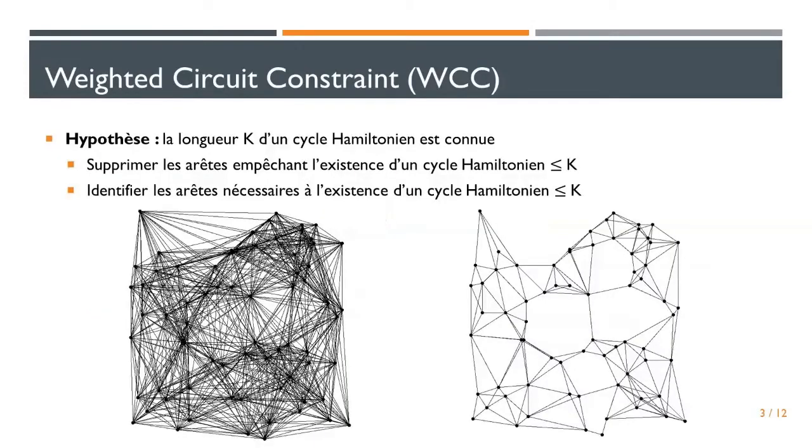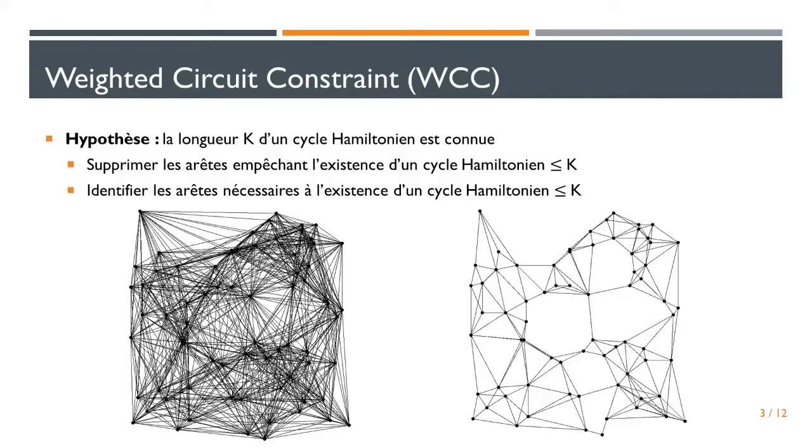Now, I'll give you a short introduction to the filtering algorithms of the weighted circuit constraint. That is a constraint used for modeling the TSP in CP. Take a graph, like the left one on the slide. Make the hypothesis that we know the length k of a Hamiltonian cycle in the graph. So k is an upper bound for the TSP.